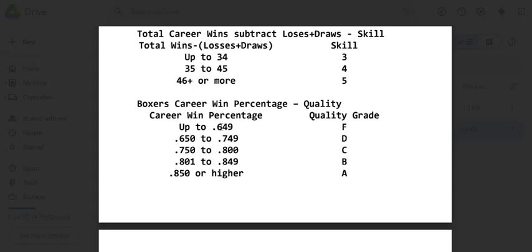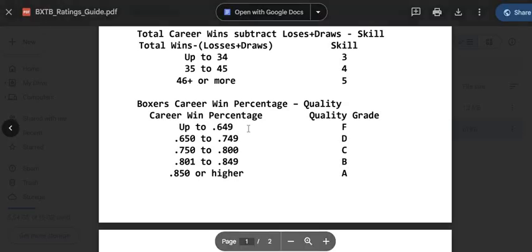Or vice versa. Rounding down. So if anything is 649, 899, sorry, he's an F. It's not going to round up to get him into the D category, right? And that's going to be rare.